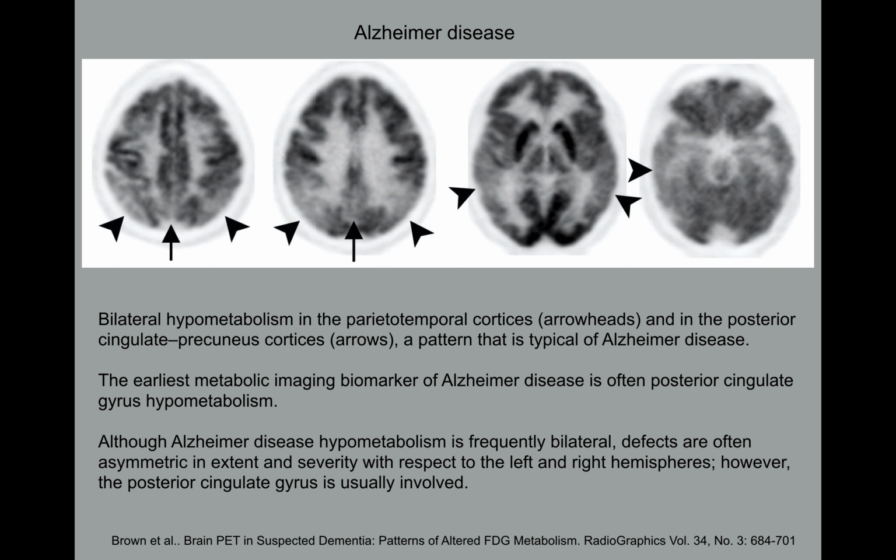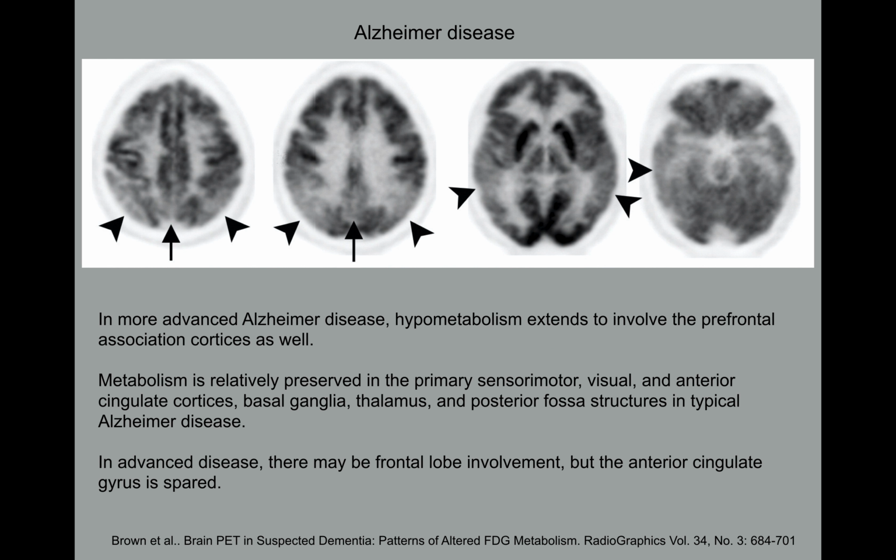Okay, this is an example of Alzheimer's disease. We see decreased tracer activity in the parietal and temporal lobes and the posterior cingulate gyrus. When Alzheimer's becomes more advanced, this can also involve the frontal lobes, but again, key to identification is the posterior cingulate gyrus and the temporoparietal metabolism, which is decreased.